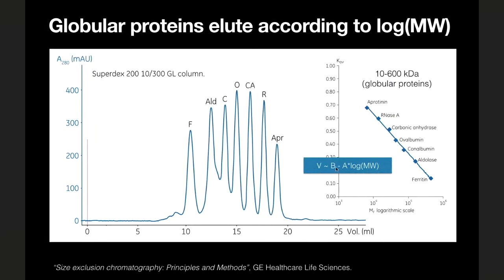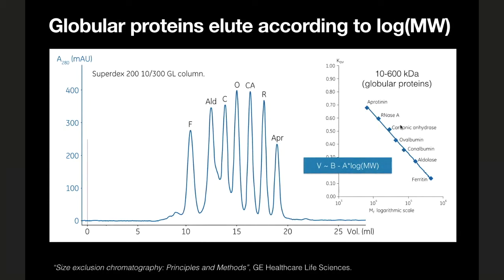So in other words, the volume at which it elutes is proportional to the log of molecular weight. Now this sort of calibration curve is true for globular proteins, but if you have proteins that are not globular or you have things like RNA, they can deviate a lot from these calibration curves. So actually SEC is not a great method for determining molecular weight.